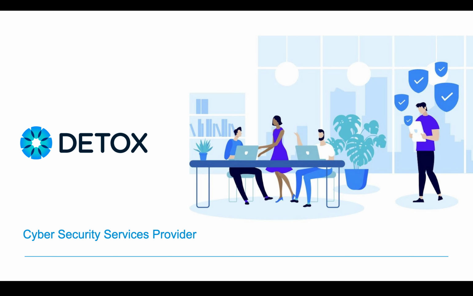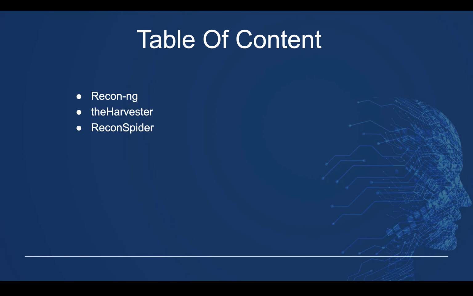Welcome to session 11 of our module Reconnaissance or Information Gathering. In this session, we'll be covering three different command line interface tools: Recon-ng, theHarvester, and ReconSpider. These three are some of the best corporate-grade security tools used for gathering information about targets. Most organizations use these three tools for performing their whole intel gathering. So let's start.